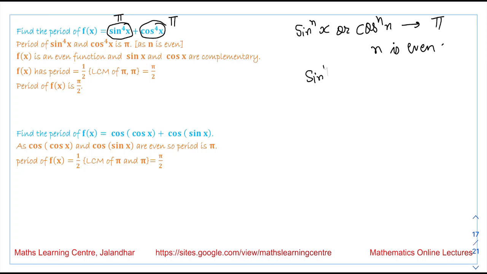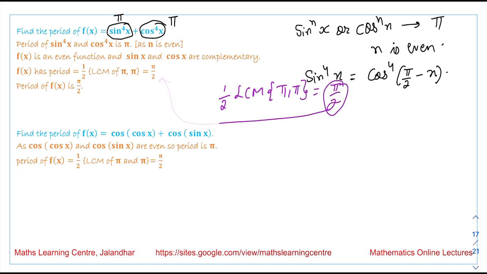Now sin raised to the power 4x is equal to cos raised to the power 4 of pi by 2 minus x. We have this condition over here. It means these two functions are complementary pairwise comparable functions. So the period of this function will be 1 by 2 times LCM of pi comma pi, which is equal to pi by 2. So this is the period of sin raised to the power 4x plus cos raised to the power 4x. Next we have, find the period of f(x) equal to cos of cos x and cos of sin x.